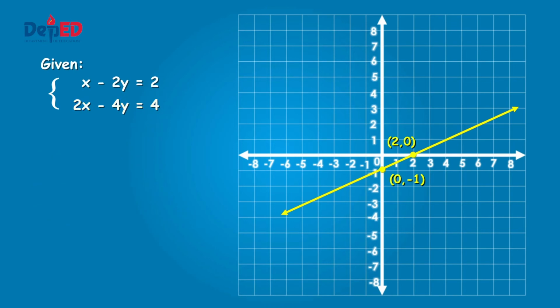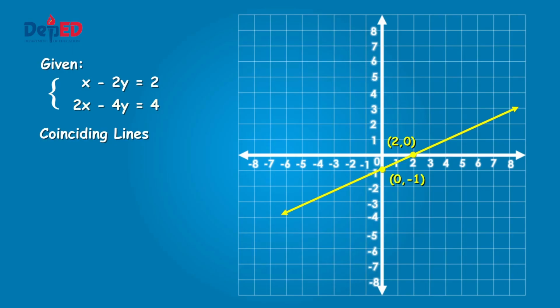Observe the lines we graphed. How many lines are there? We actually graphed 2 lines that are coinciding with each other. Since we have coinciding lines, where all points in one line are also the points of the other line, what can we say about the solution of this system?